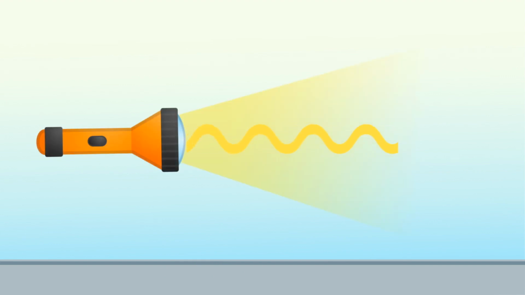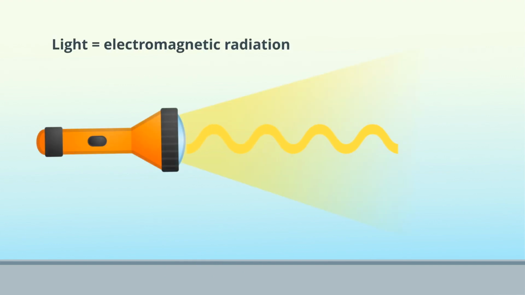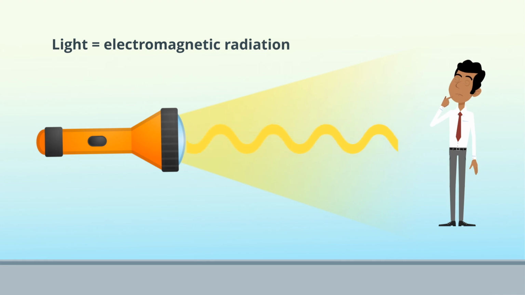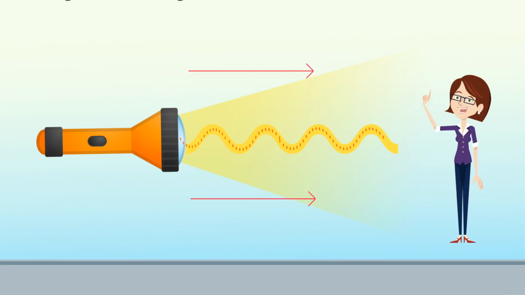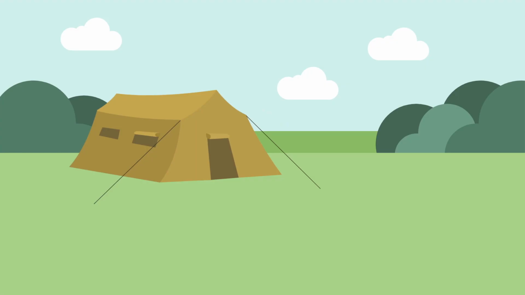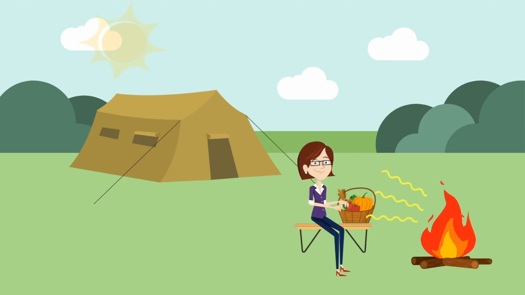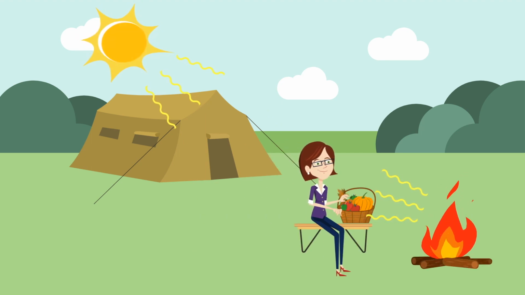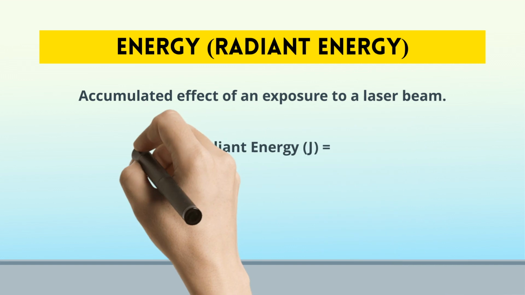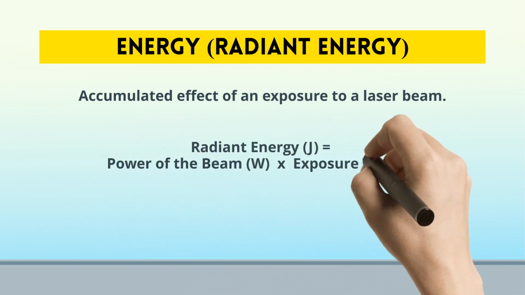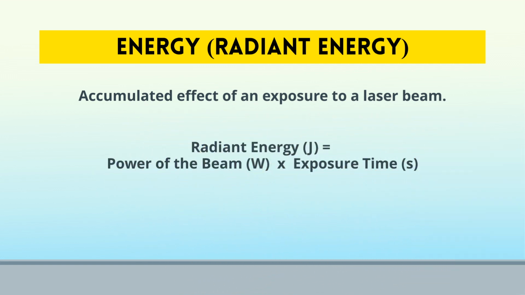We know light comes in the form of electromagnetic radiation and has, over the years, been theorized by physicists to exist as both particles and waves. Energy, or radiant energy, travels by waves or particles. A general example would be the light or heat from a campfire or the sun. In our case, let's think of radiant energy as the accumulated effect of an exposure to a laser beam. It is measured in joules and can be calculated by multiplying the power of the beam by the exposure time. You can find this in both pulsed and continuous wave lasers.